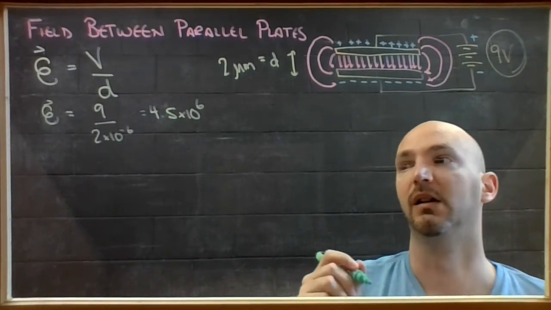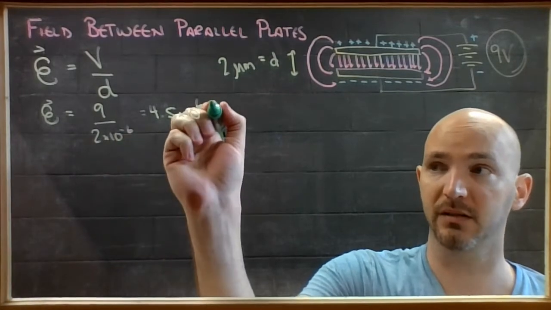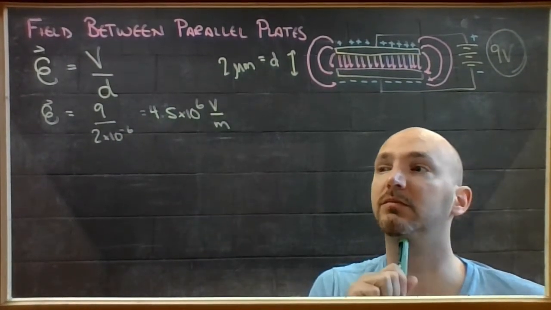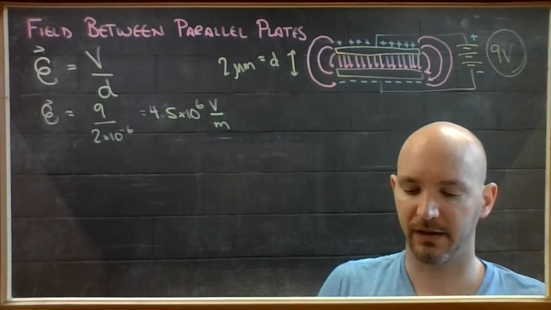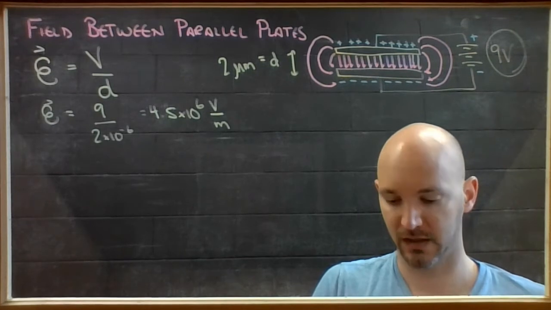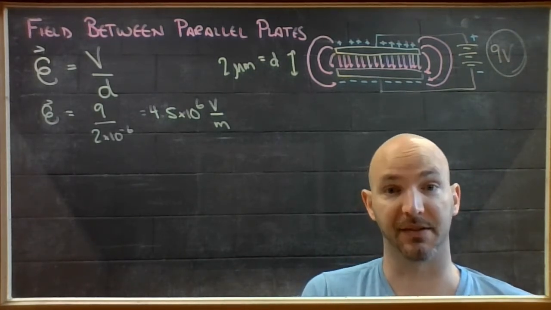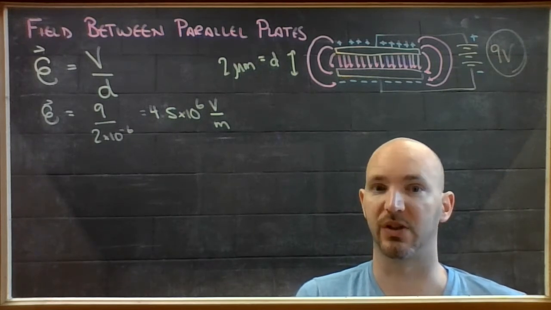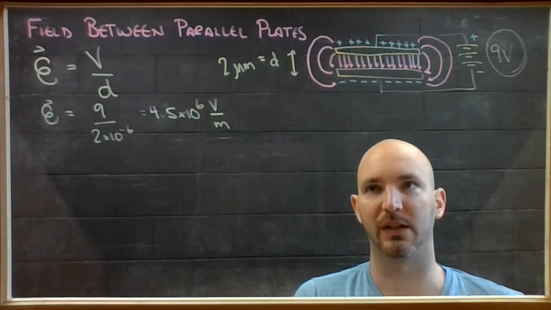Okay. Unit on that would be volts per meter. Okay, that'll do. All right, lovely. What I've built there is called a capacitor. You can find these in all sorts of machines. I found one in an electric dryer once.